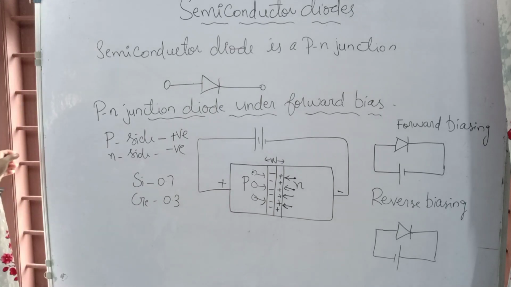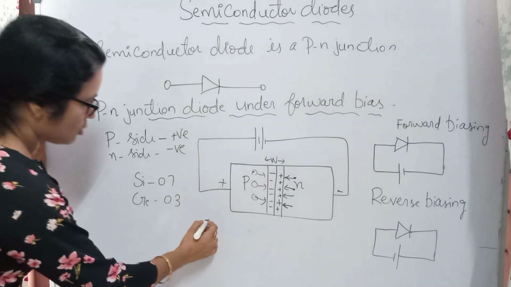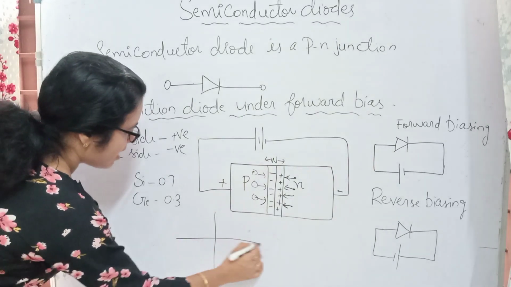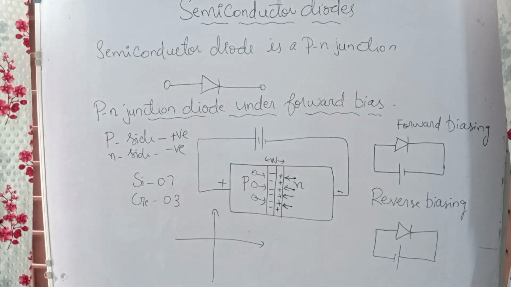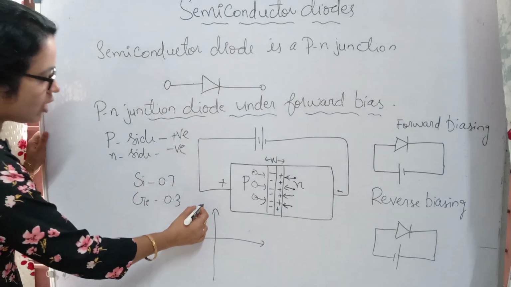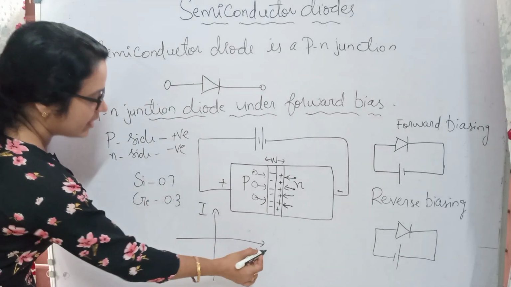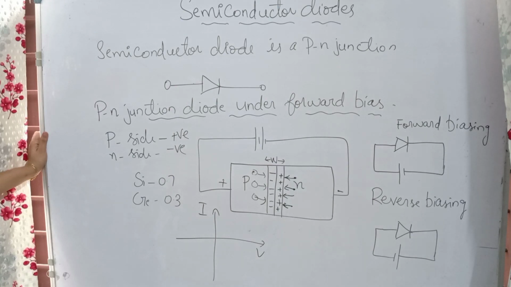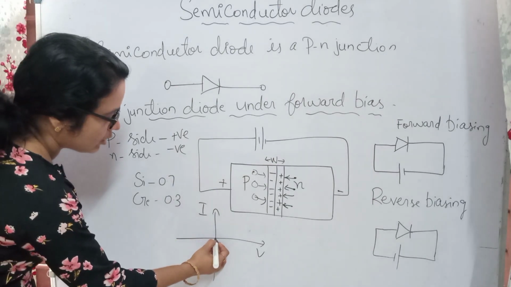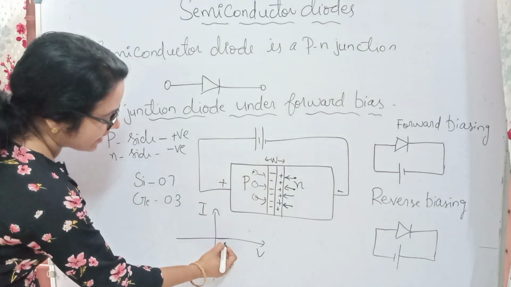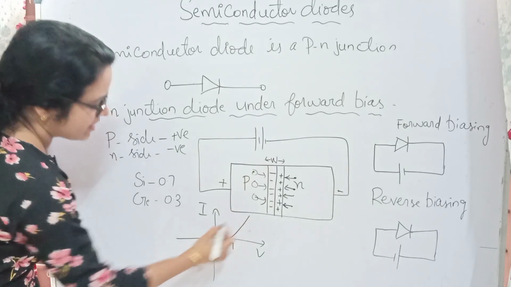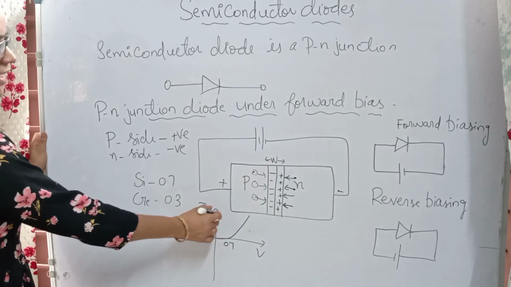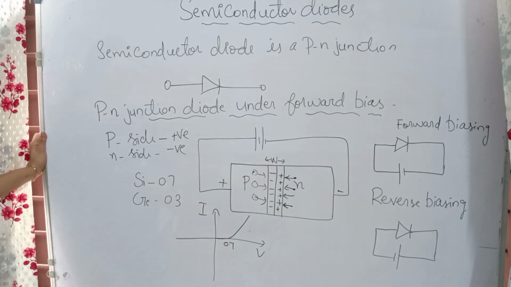And one more thing we can see is the diagram of this. Suppose here we are taking an IV graph. Here current is taken along the y-axis and voltage along the x-axis. Then we can see that initially there will be no current, and after getting that 0.7 volt, what will happen? The current will increase. So this is the shape of the graph. That is called IV characteristics.